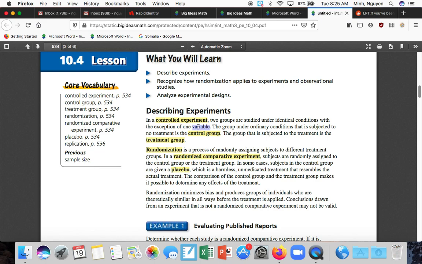In a randomized comparative experiment, so we have random, or people are randomly assigned. Comparative, you're comparing one thing to another. Experiment, an experiment that you run. Subjects are randomly assigned to the control group or the treatment group. In some cases, subjects in the control group are given a placebo, which is a harmless, unmedicated treatment that resembles the actual treatment.